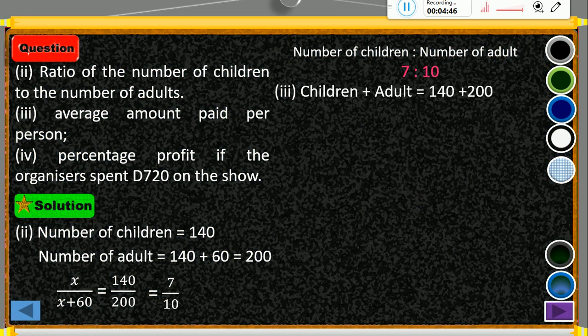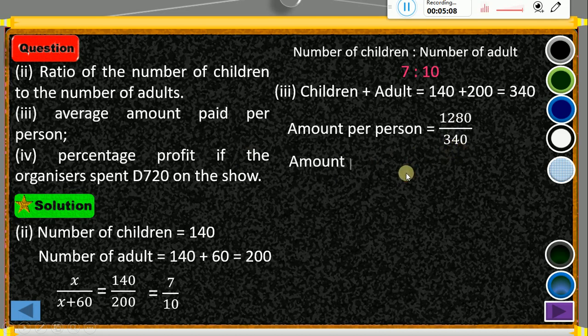For the next question, I asked to find the average amount paid per person. So per person, we have total number of persons in that place will be 140 plus 200, 340. So total amount paid according to the question is 1,280, divided by the number of people present, 340. Then you have the amount paid per person as 3.7647.